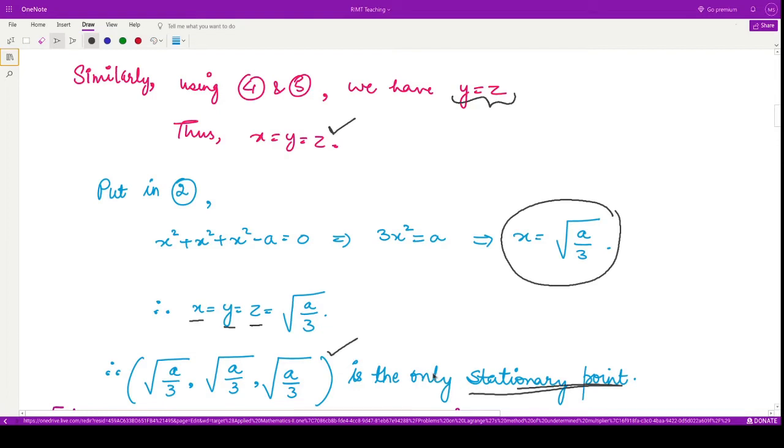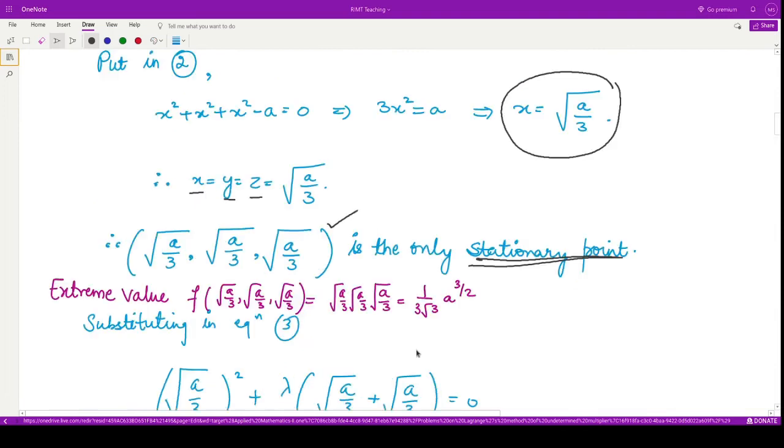So we say at this particular point we have the maximum or the minimum value of the given function, which we do not yet know. At this particular point, if you substitute this point into the given function small f, the given function was xyz, so you substitute the value of x, the value of y and the value of z, and this is the extreme value. Now you have to know whether this is the maximum value or the minimum value.